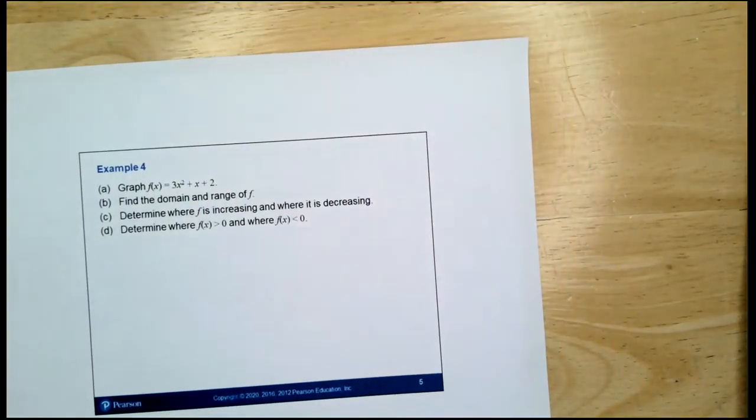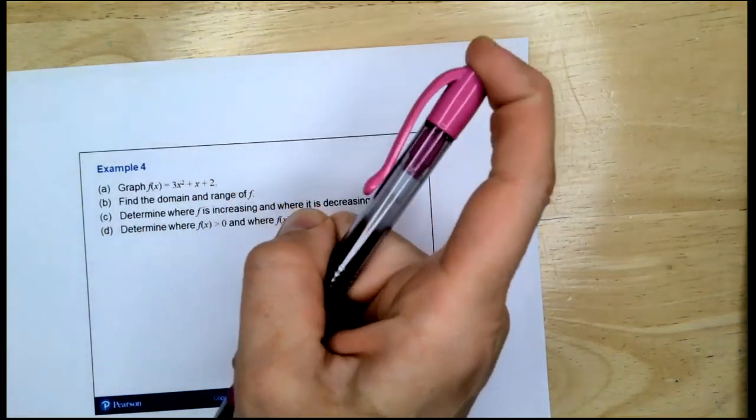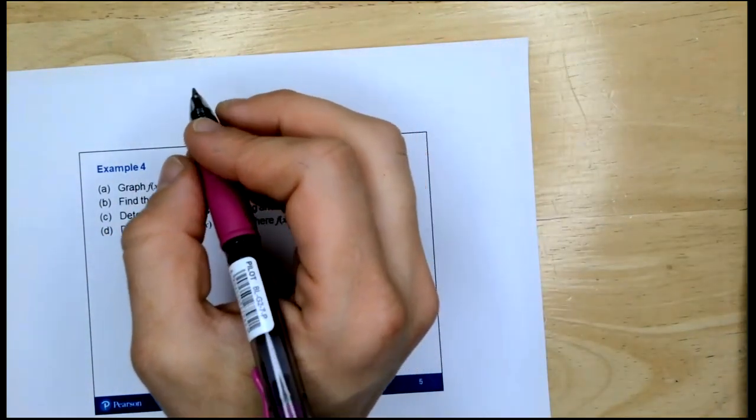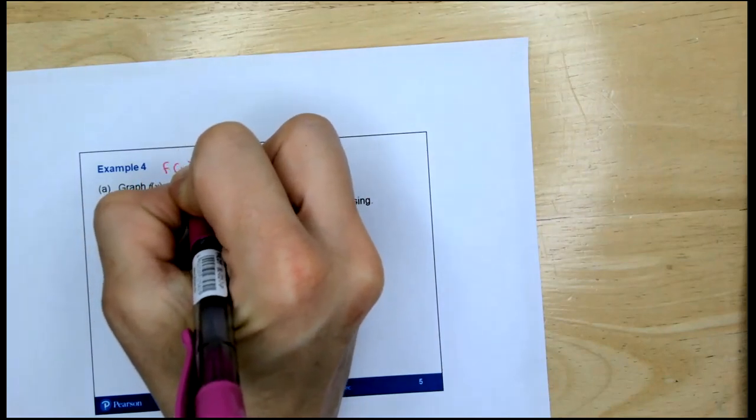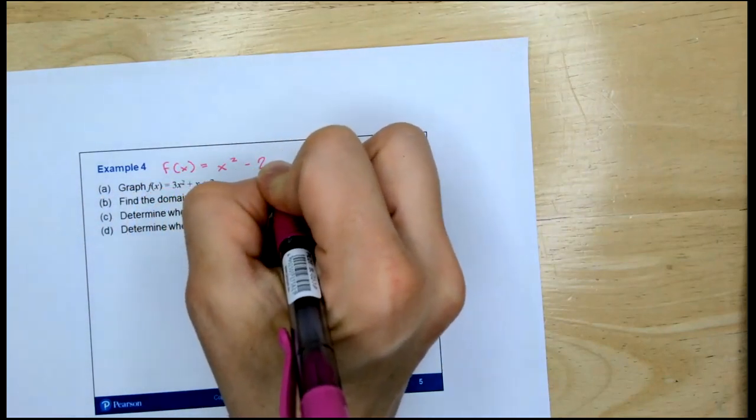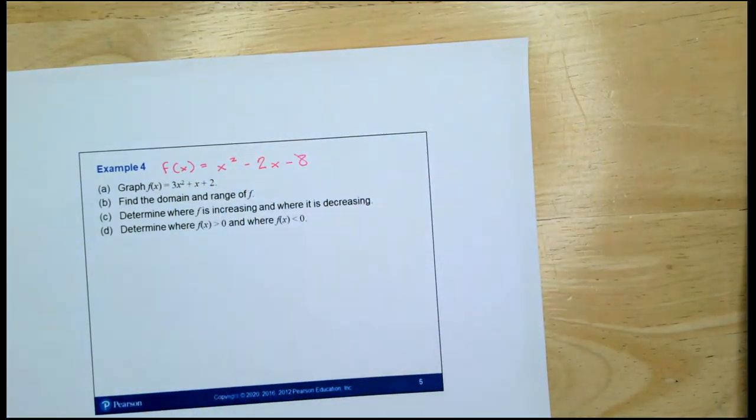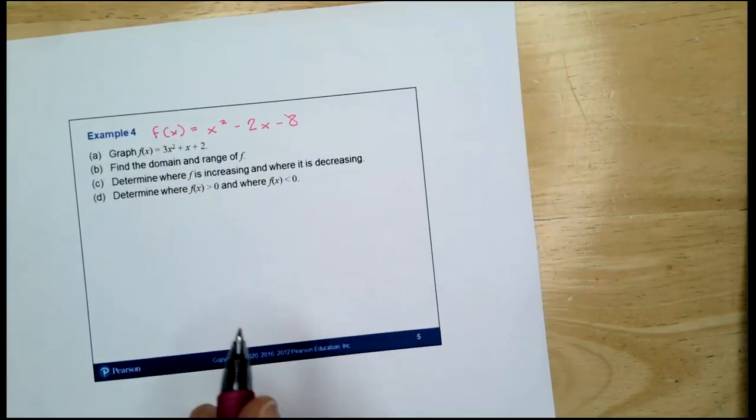All right, example 4. Let me see. I'm going to change example 4 from 3x squared plus x plus 2 to f of x equals x squared minus 2x minus 8, because this one is going to have us adding and subtracting fractions, which is not really the point so much as finding the domain and the range and determining where it's increasing and decreasing and where it's greater than 0 and where it's less than 0. Okay, so I'm going to change it to x squared minus 2x minus 8.